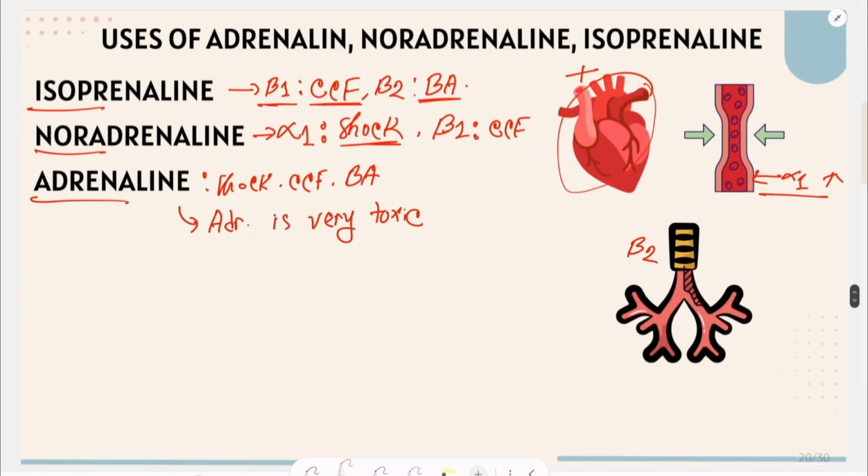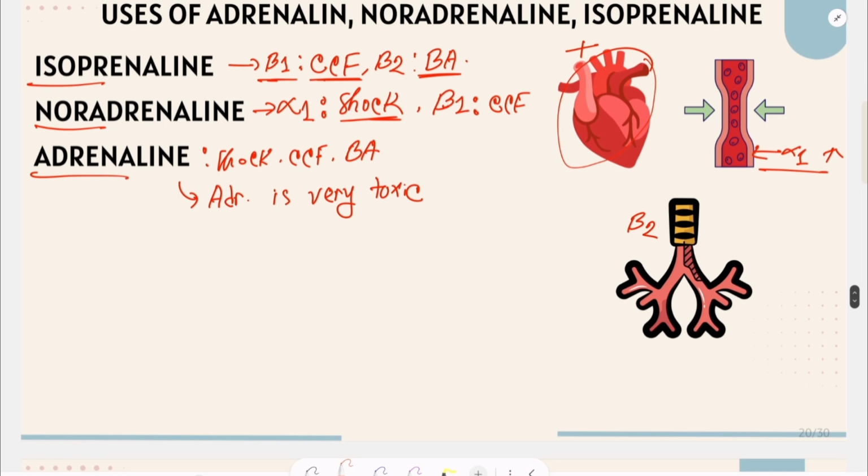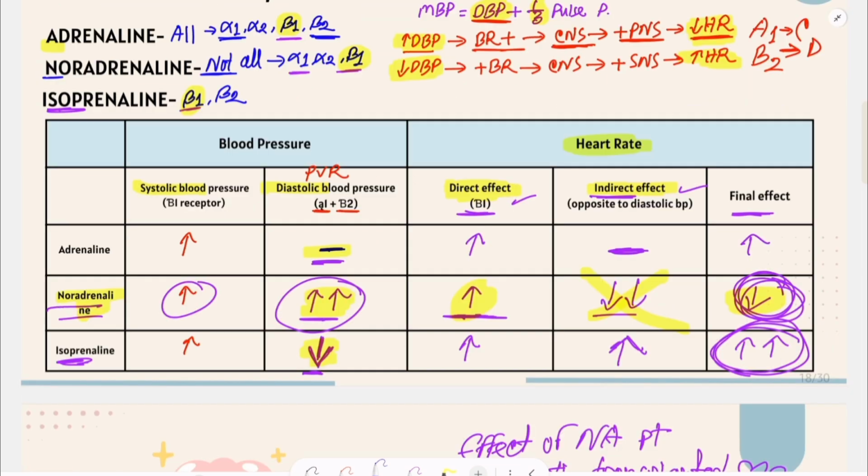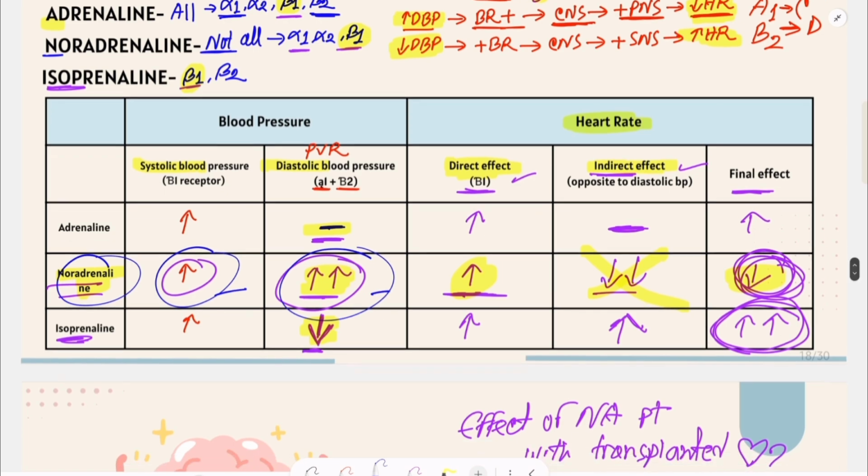The most important use of adrenaline is as the drug of choice in a patient with anaphylactic shock. The first question is, in this condition there is shock, meaning the blood pressure is low and we want to increase it. But if we look at the table, for increasing blood pressure, noradrenaline is a better drug. But adrenaline is preferred. In fact, adrenaline is the drug of choice.